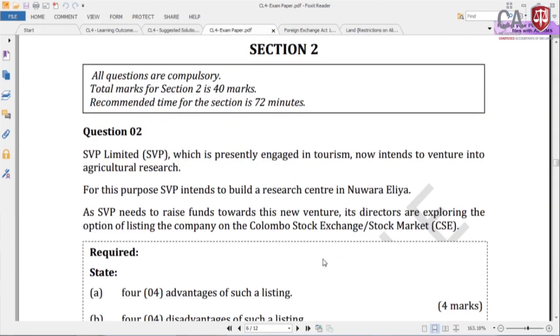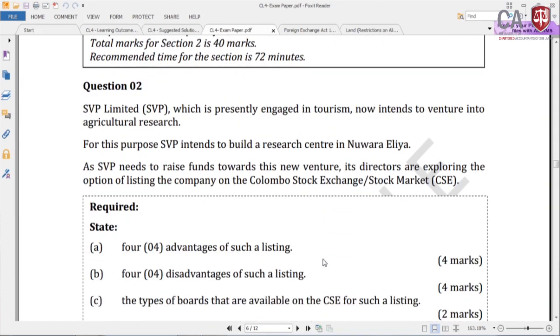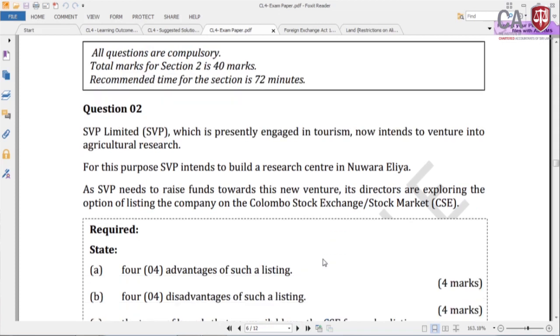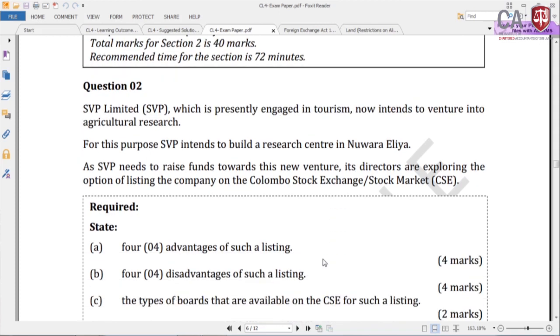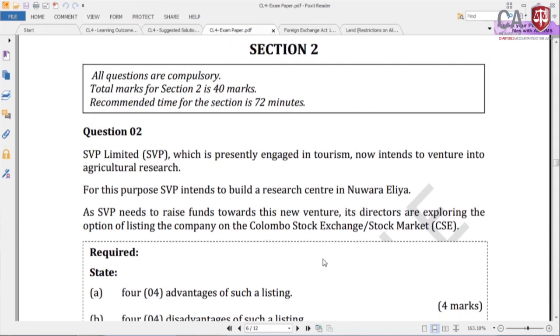So now with that, we will go to our second part, section 2. Now there is question 2. And here in the instructions you will see that all questions are compulsory. Total marks for section 2 is 40 marks. Recommended time is 72 minutes. Question 2.